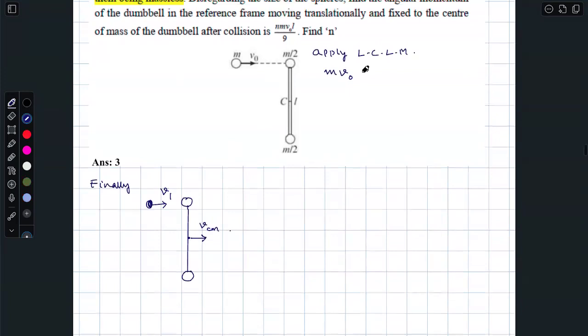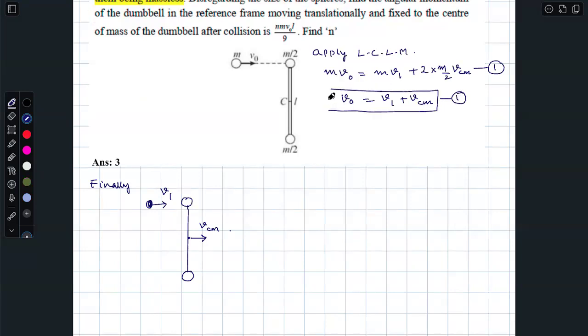This is before collision. m v0 is equal to m v1 plus 2 times m by 2 vcm. Equation 1. So v0 is v1 plus vcm. That is the first point.